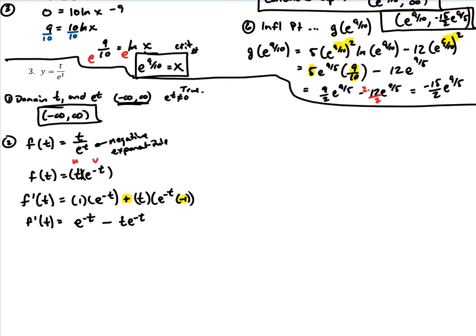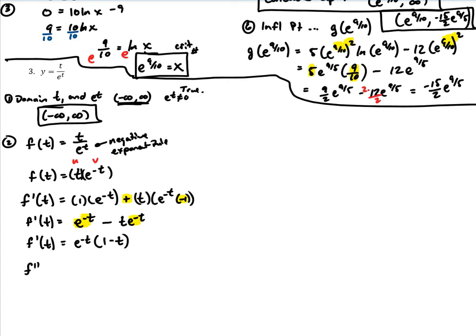Because I have the e to the negative t in common in both terms, I'm going to factor. So f prime of t is equal to e to the negative t, and factoring that out leaves us with 1 minus t. Again, you could check with multiplication. So this is our first derivative. This is good for if they ask for increasing or decreasing. They did not, so let's move on.